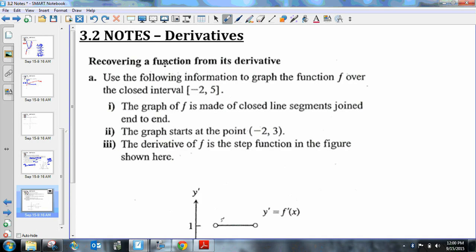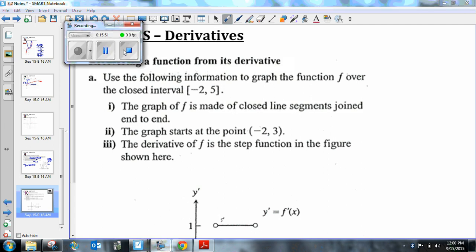The last one shows we're recovering a function from its derivative. And you know what, guys? I'm going to go ahead and stop the video there. We're at 15 minutes. We'll do that one in class.